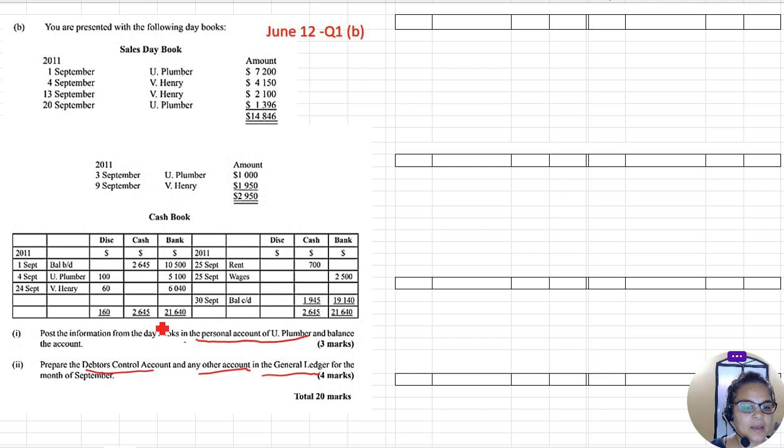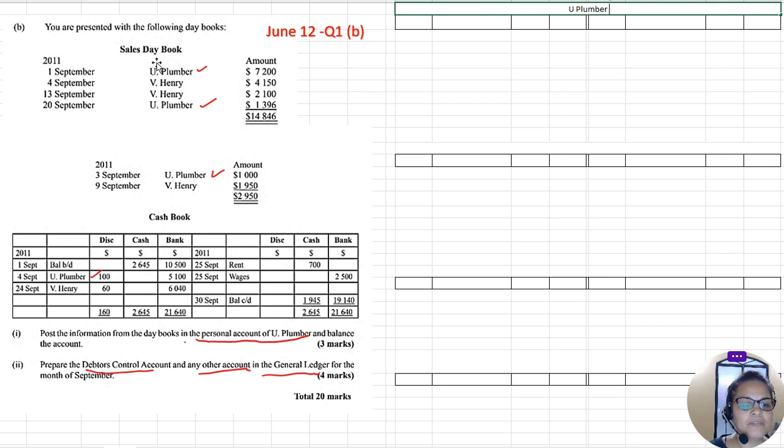So let's look at this first part, U Plumber. Who is U Plumber? We have U Plumber in the sales daybook here, here, and here. So this is what we're going to look at. We're going to look at the daybook and all the transactions relating to U Plumber and create an account for him.